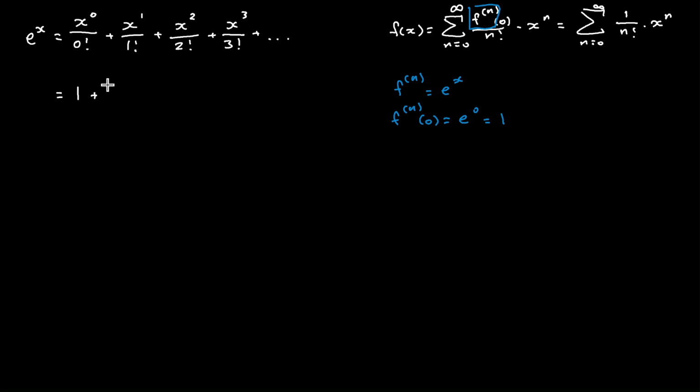And then I'm just going to simplify the x to the 0 to 1, and 0 factorial to 1, so 1 divided by 1 is 1, plus x over 1 factorial, which is just x over 1, plus x squared over 2 factorial, which is just 2, plus x cubed over 3 factorial, which is just 6, on and on to infinity. And this is what you'll get if you search up Taylor expansion of e to the x.